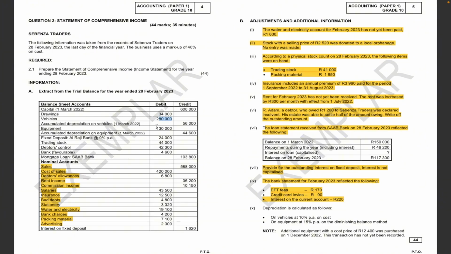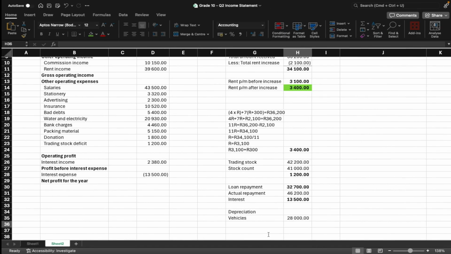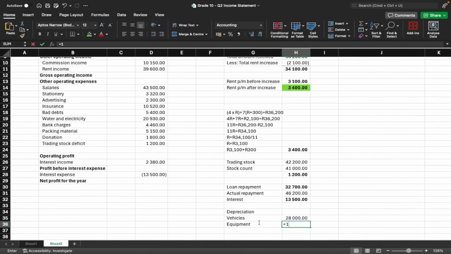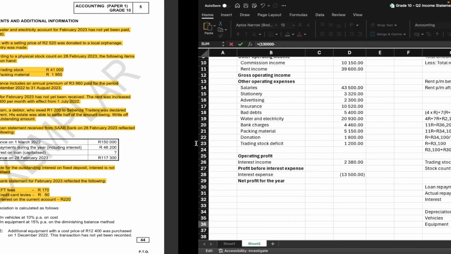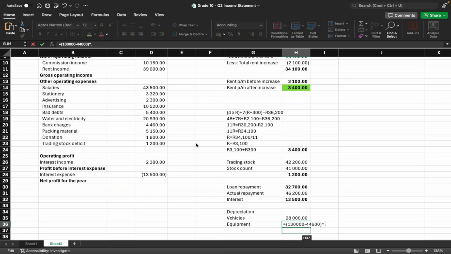So diminishing balance method, I will take the cost of my equipment, 130,000 rand, minus my accumulated depreciation at the beginning of the financial year. And then the answer, I multiply it by 15%, and I've got my depreciation for equipment. So let's do that. Equipment, 130,000 rand. Let me open my brackets here. Minus my accumulated depreciation at the beginning of the financial year, 44,600. And then we'll multiply that by 15%. That gives me my depreciation for equipment.